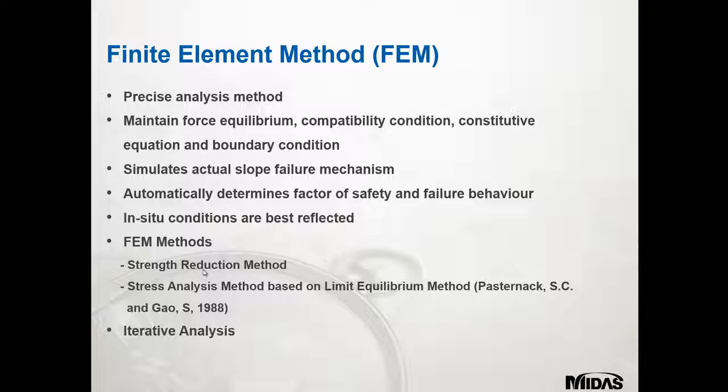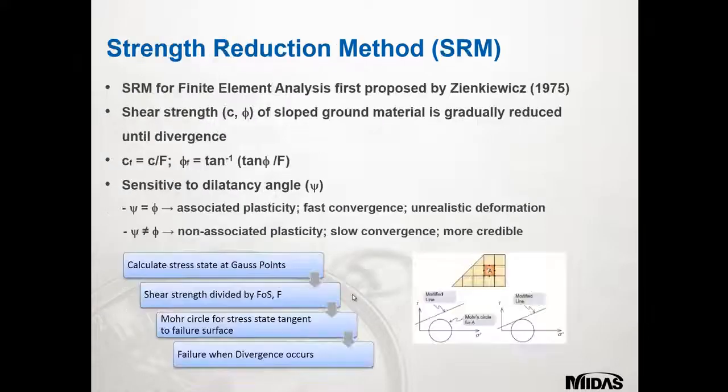So the strength reduction method, or C-phi reduction, and the stress analysis method, which is a combination of the limit equilibrium method and the finite element method, and hence it is more advantageous. So just go through the strength reduction method, which was first proposed by Zienkiewicz.